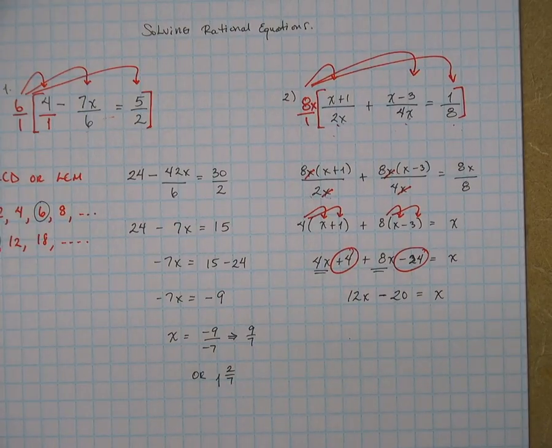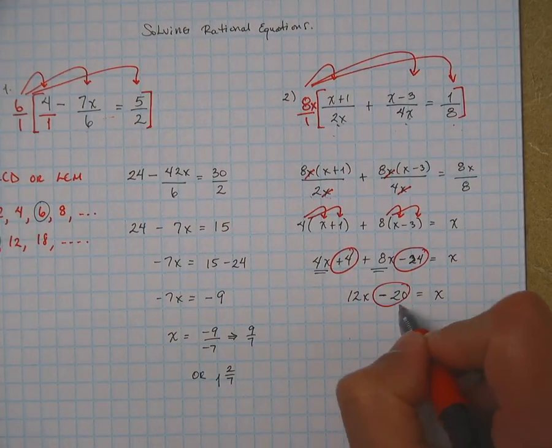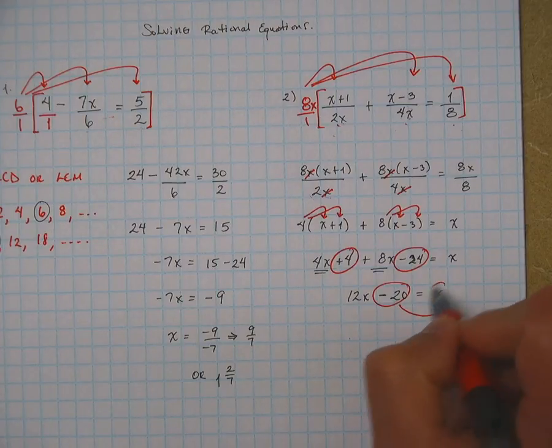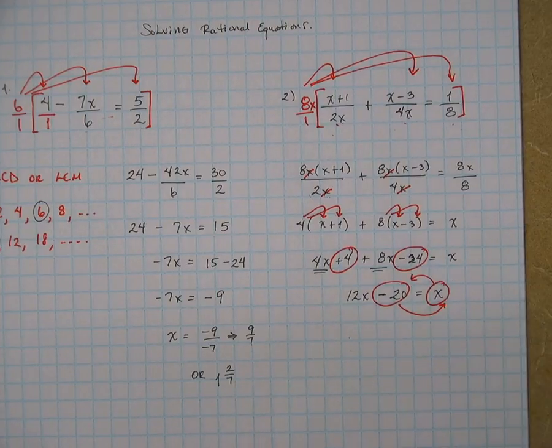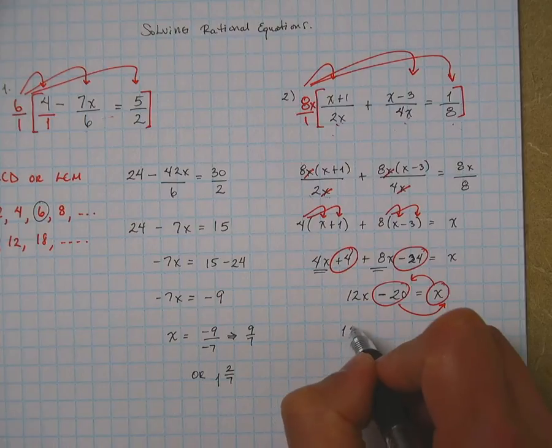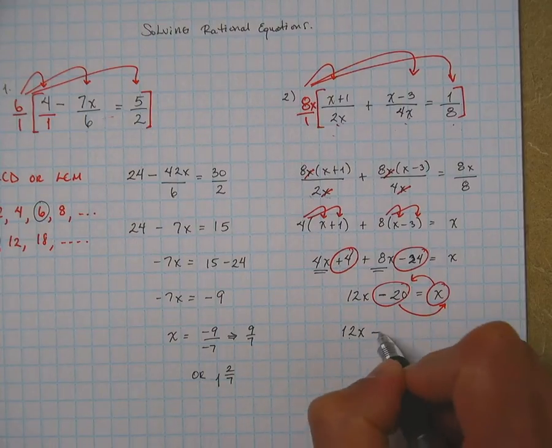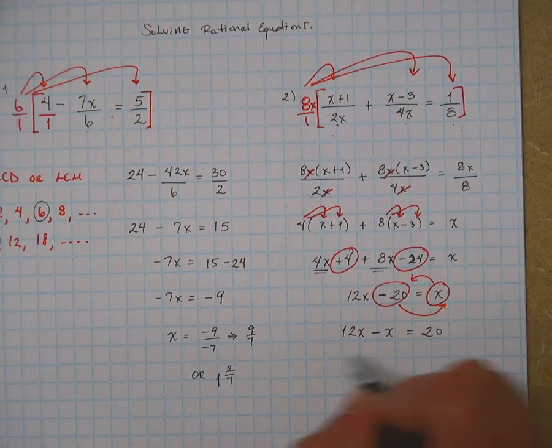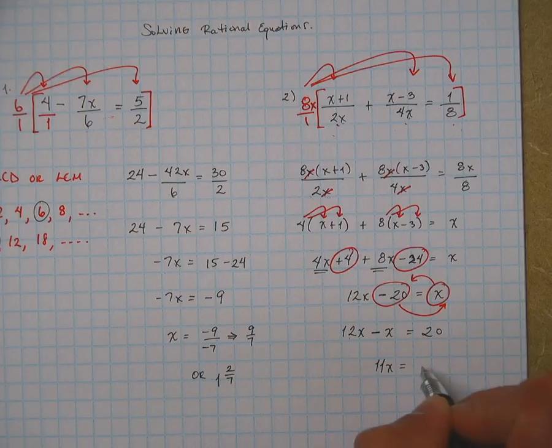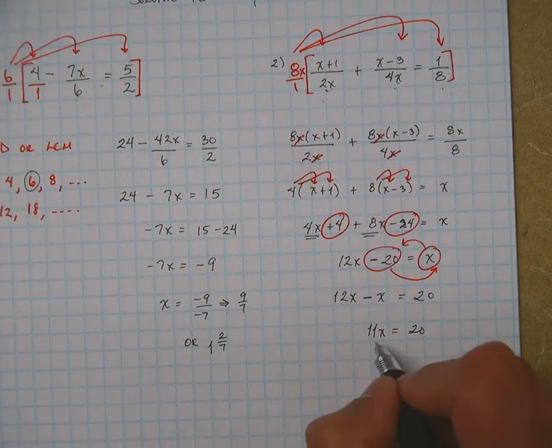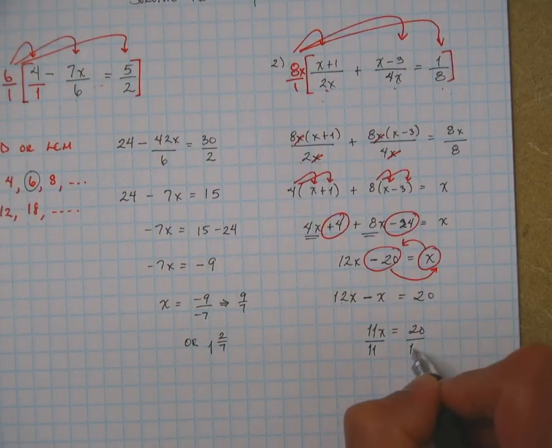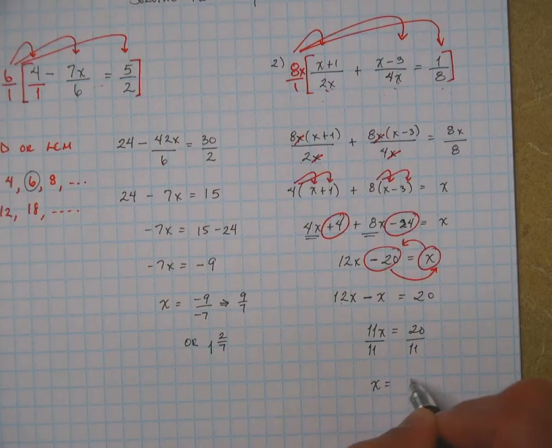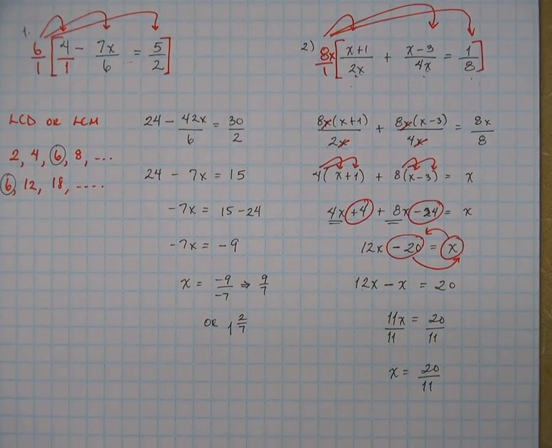Okay. And then let's go ahead and take this negative 20 over here. Let's take this positive x to the left so we can combine it with the 12x. 12x minus, remember it's jumping the equal sign, is equal to 20. 12x minus 1x is 11x. And then we just divide by 11. And your answer is 20 divided by 11. And I can go ahead and leave it like that.